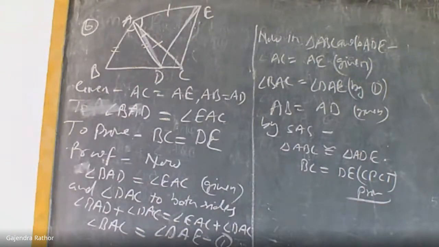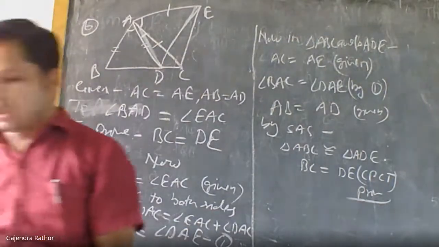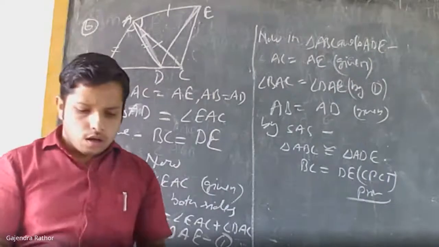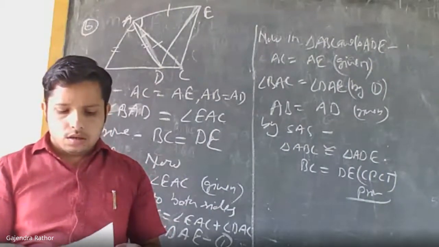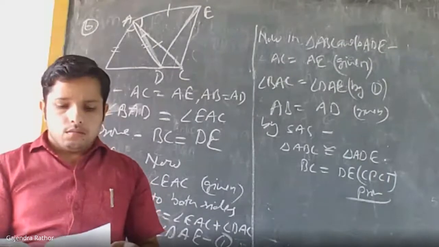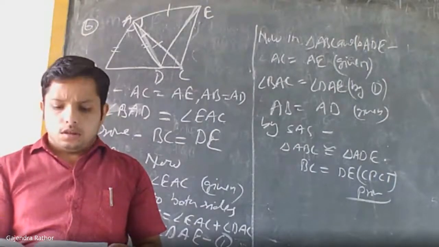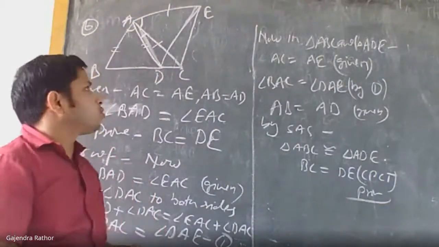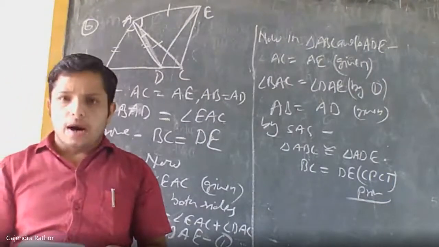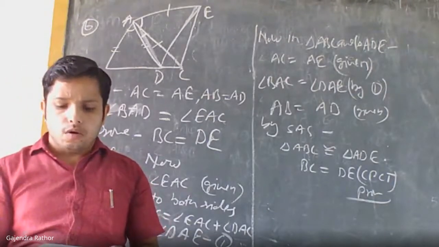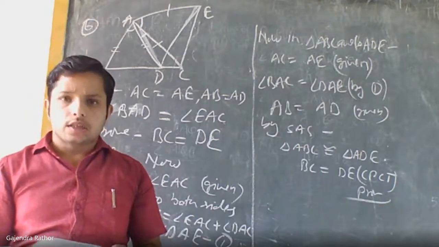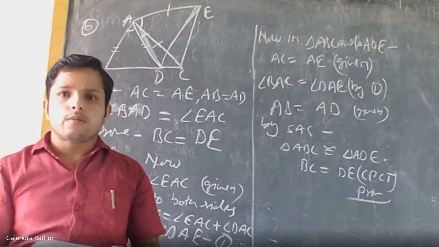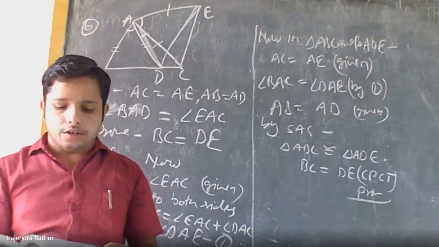So this question is complete. Now the next question, question number 7. We need to solve this question number 7 like in question number 6. So mark this question for homework. Try to solve this question. Now we are going to discuss the next question and the last question of this exercise, question number 8.